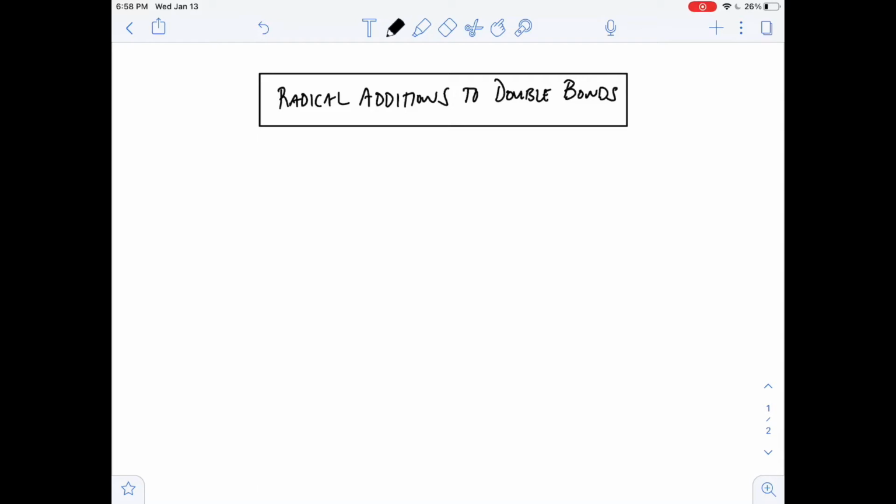All right, so this video is going to be on radical additions to double bonds. It's basically going to be HBr adding to a double bond, but also polymer chemistry because it's similar. Here is an example of just HBr addition to an alkene.